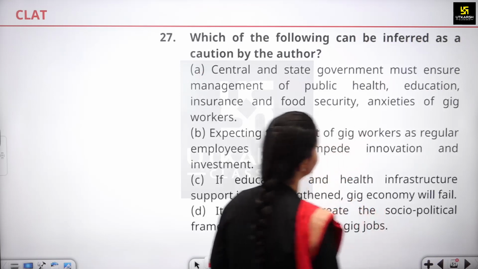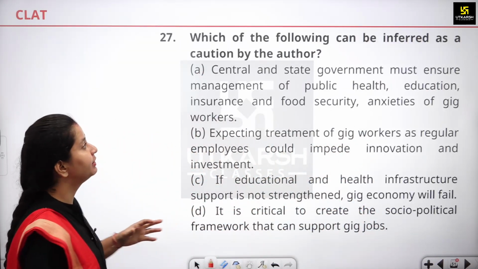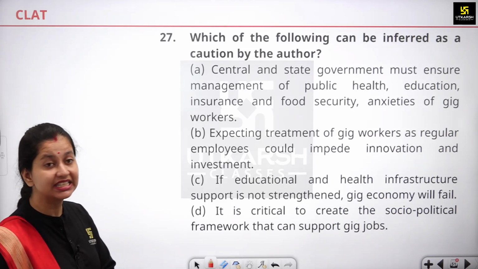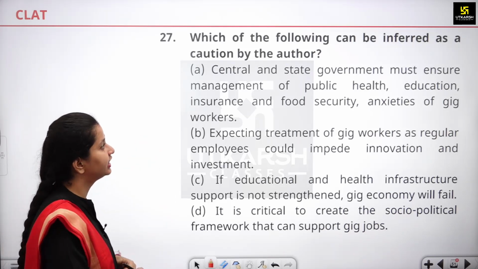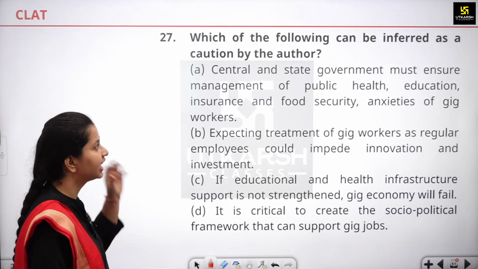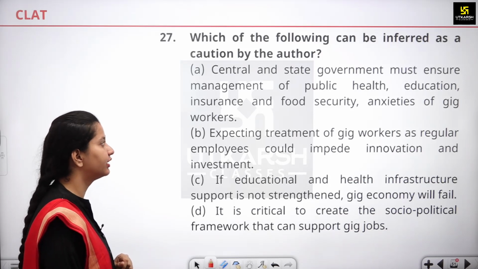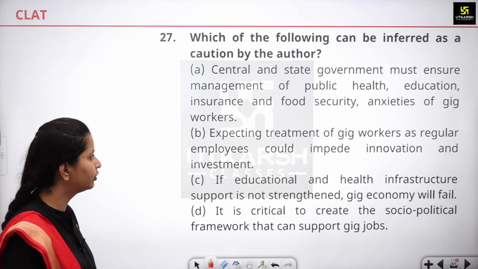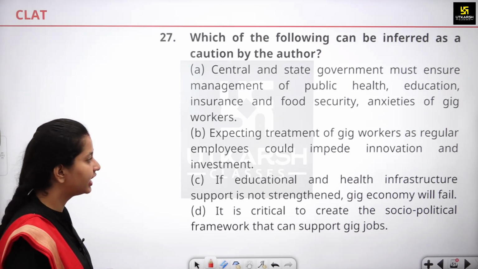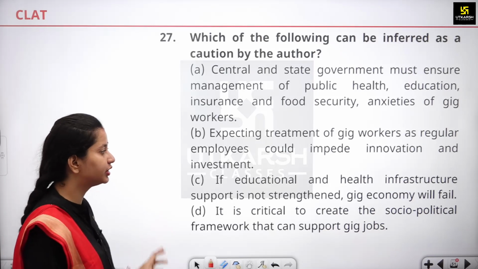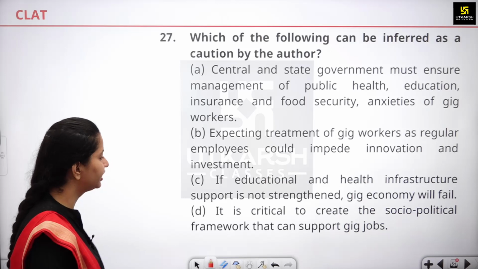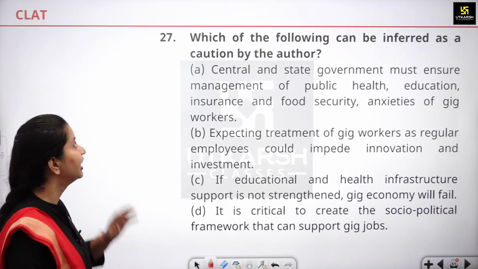Next question, what does the next question say? Which of the following can be inferred as a caution by the author? सावधानी की तरह इनमें से कौन सा statement है? Option A, central and state government must ensure management of public health, education, insurance and food security. Option B, anxieties of gig workers, expecting treatment of gig workers as regular employees could impede innovation and investment. Option C, if educational and health infrastructure support is not strengthened, gig economy will fail. And option D, it is critical to create socio-political framework that can support gig jobs.